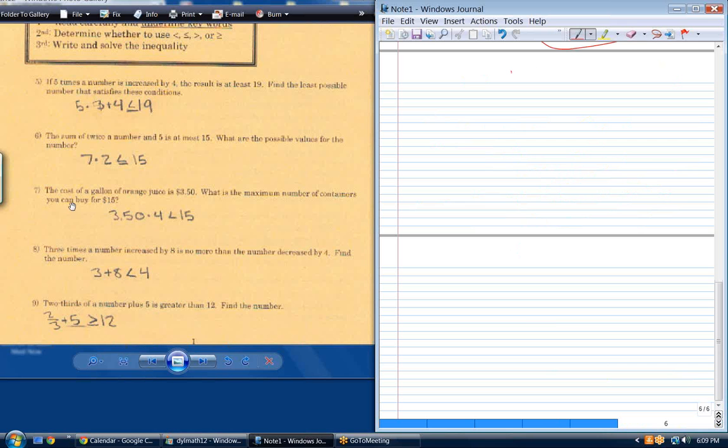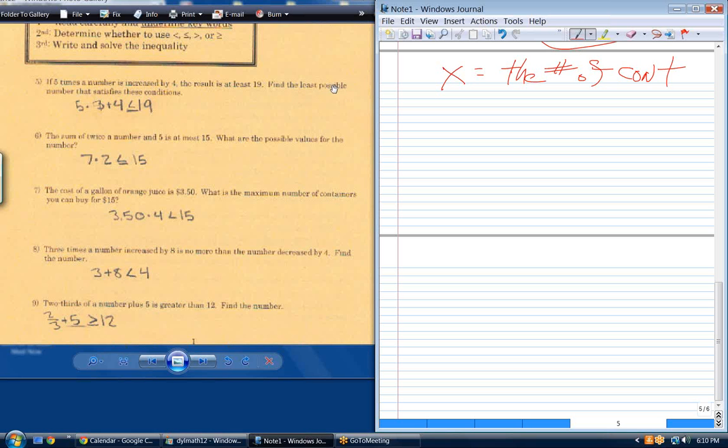And every one of these is going to be kind of the same. In other words, we're going to define the variable. So let's look at 7. What's your variable? What does it mean? X is the number of containers. And they want the maximum number of containers, so there's your clue as to what X is. Whatever they want, that's what you should let X be.